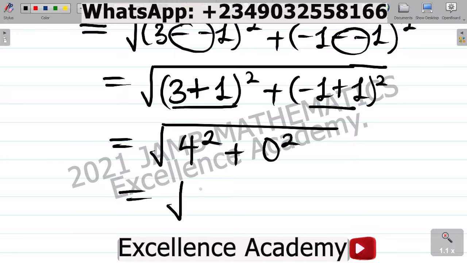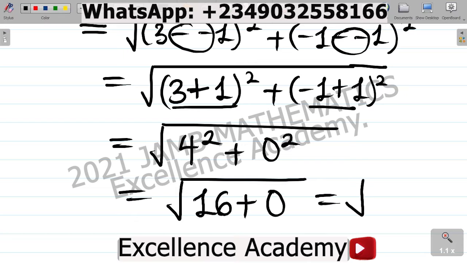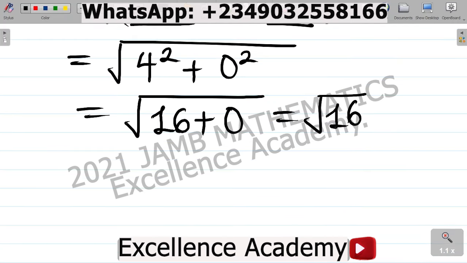This is equal to the square root of 4 squared, which is 16, plus 0 squared, which is 0. That becomes the square root of 16, and the square root of 16 is equal to 4. That means the length of the side is 4.